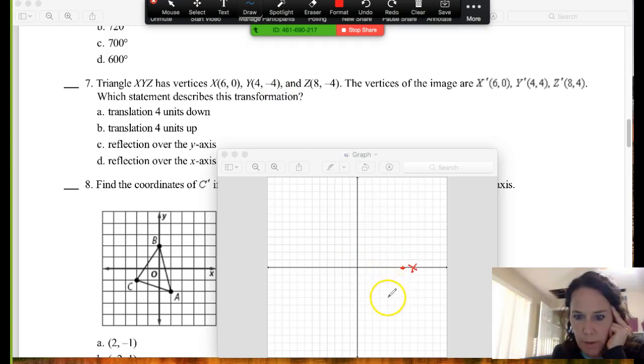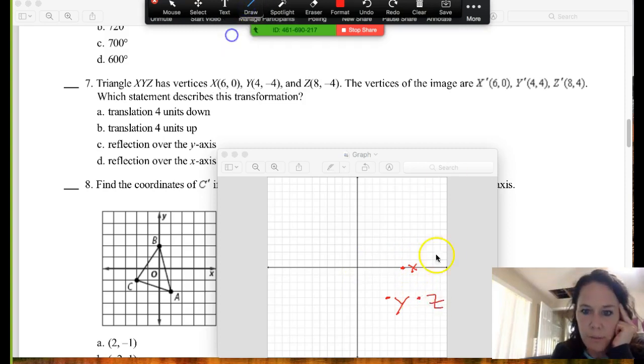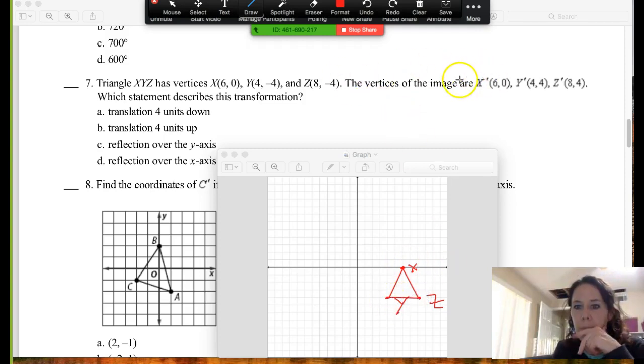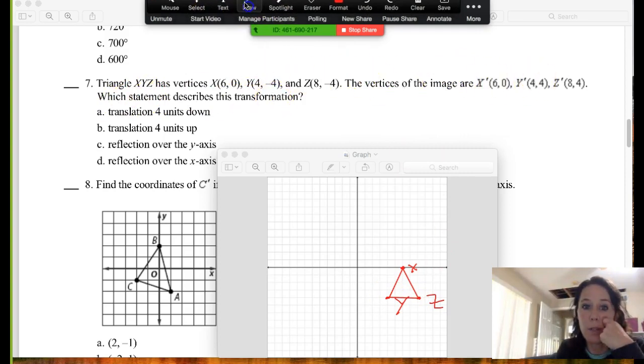1, 2, 3. There we go. There's Y. And then Z, if this is 6, this is 7, this is 8, and down 4. So there's Z. And there's my triangle. Now I want to reflect this triangle over, let's see, let me draw that. Okay, let me reread the problem. Which statement describes this transformation?